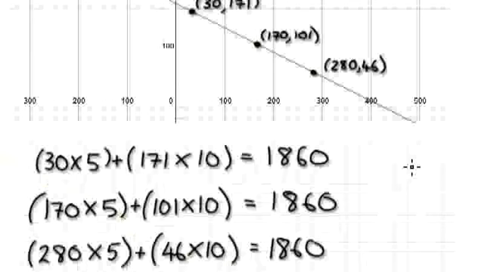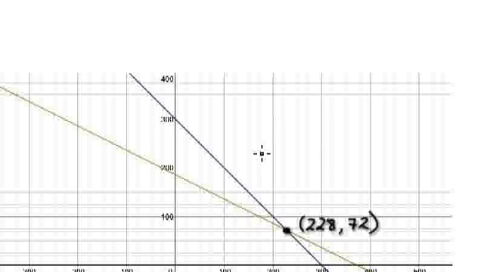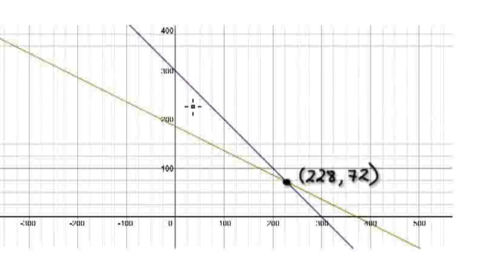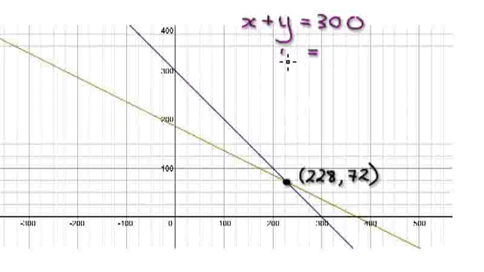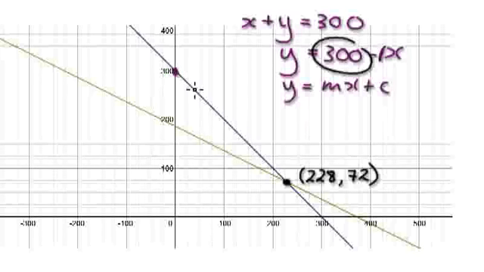So what you do is draw your second line. Don't worry about this part, I've explained this already. Remember, our second equation was x plus y equals 300. Now make y the subject, so y equals 300 take away x. This is in the form y equals mx plus c. Our c in this case is 300, that's why the intercept here is 300, and the gradient is negative 1, that's why the slope here is negative 1.